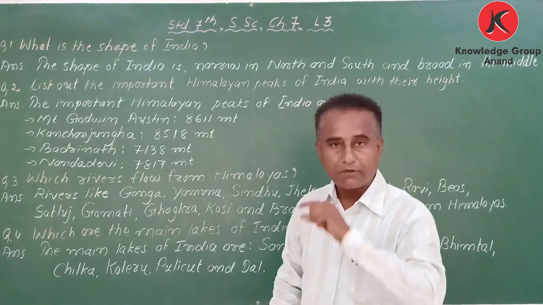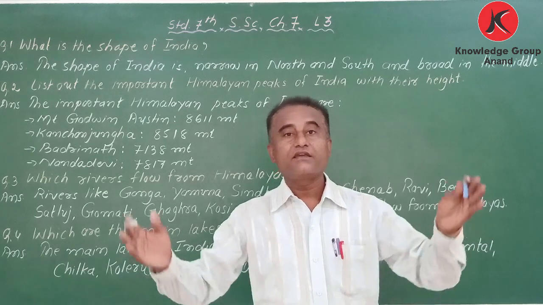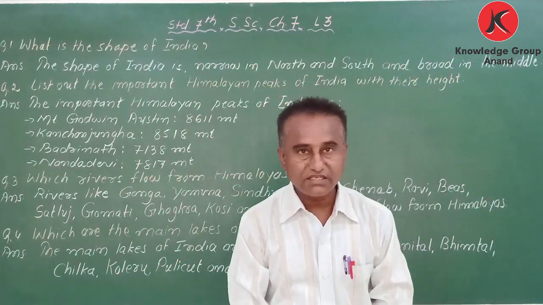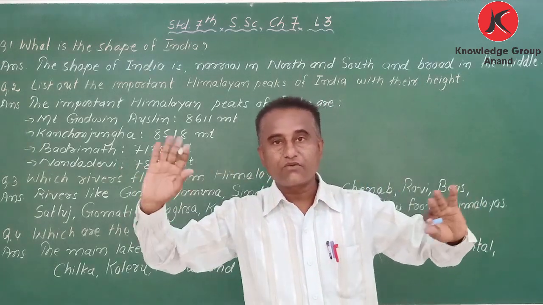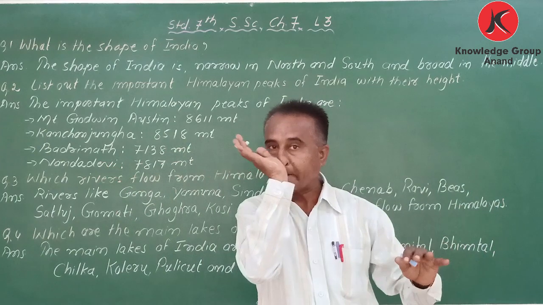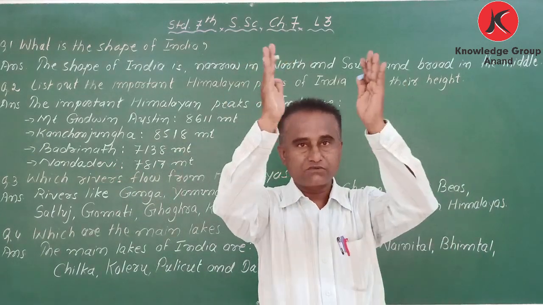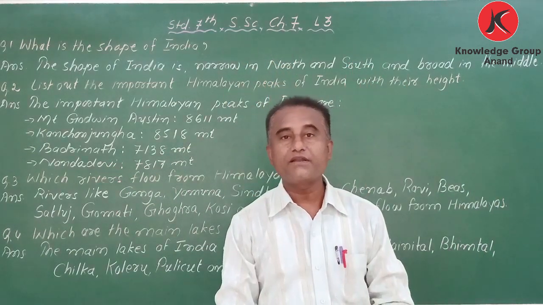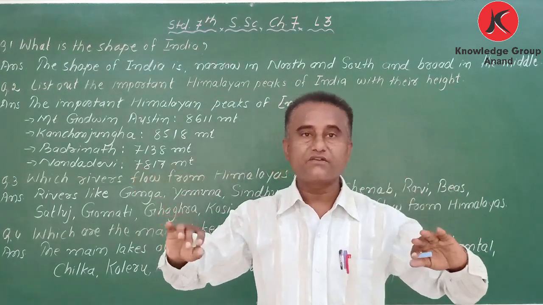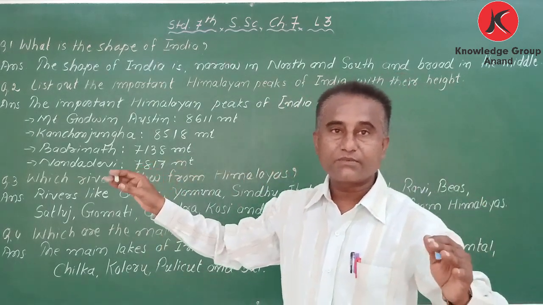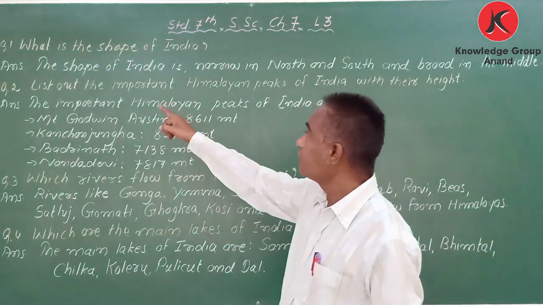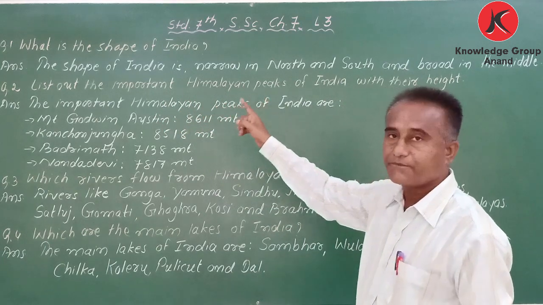My dear students, we know the shape of India. When we consider north, it is narrow. In south, it is narrow, and the middle part from Gujarat to Arunachal Pradesh is wide. In Kashmir, it is narrow. In south, Tamil Nadu and Kerala, it is narrow. But in the center, from Gujarat to Arunachal Pradesh, it is a little wider, broad. So, what is the shape of India?